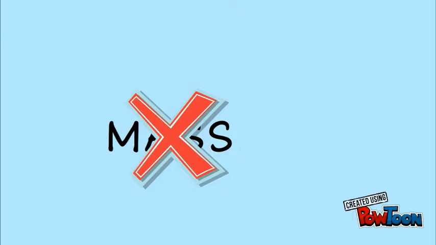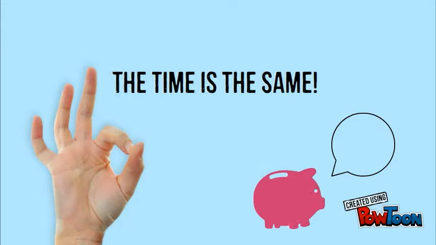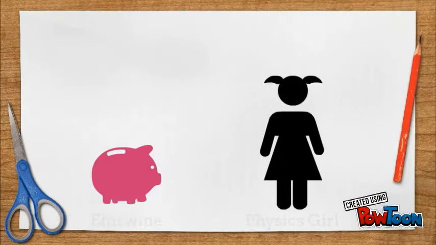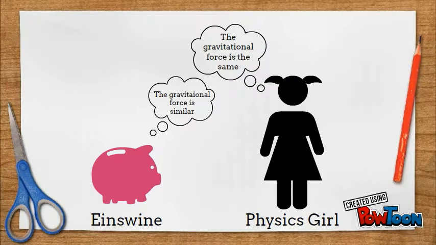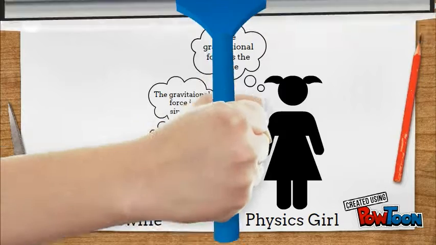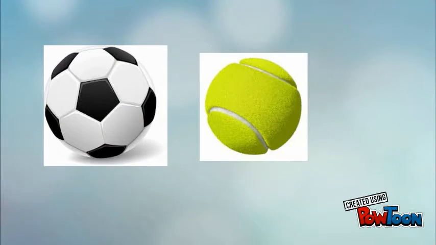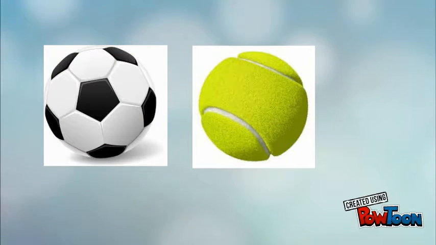Nowhere in this equation is mass relevant. Therefore, the time it takes for each ball to reach the ground will be the same. The speed of both balls as they reach the ground changes all the time.